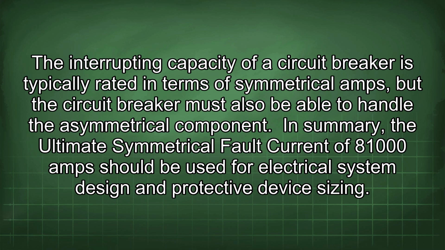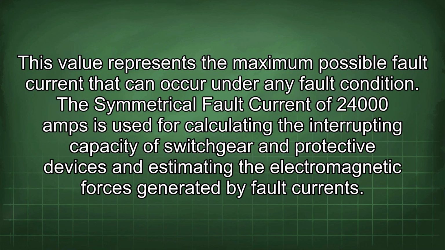In summary, the ultimate symmetrical fault current of 81,000 amps should be used for electrical system design and protective device sizing. This value represents the maximum possible fault current that can occur under any fault condition. The symmetrical fault current of 24,000 amps is used for calculating the interrupting capacity of switchgear and protective devices and estimating the electromagnetic forces generated by fault currents.